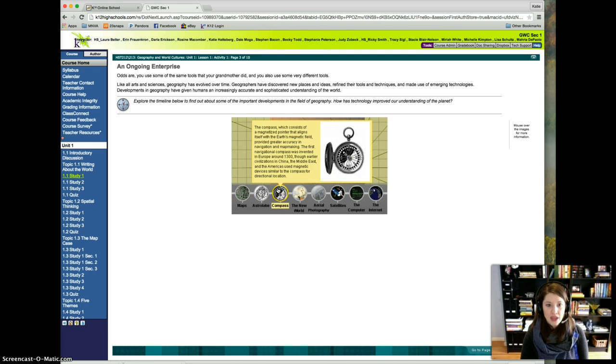The compass. The compass, which consists of a magnetized pointer, aligns itself with the Earth's magnetic field, providing greater accuracy in navigation and mapmaking. The first navigational compass was invented in Europe around 1300, though earlier civilizations in China, the Middle East, and the Americas used magnetic devices similar to the compass for directional location.